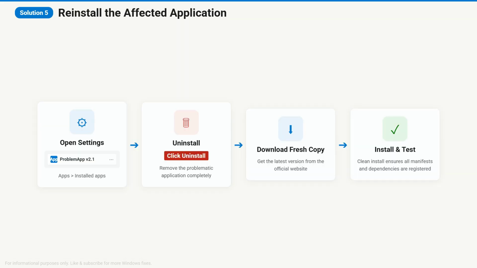Solution number 5. Reinstall the affected application. Open Settings, go to Apps, and find the problematic program. Click the 3-dot menu and select Uninstall. After removal, download a fresh copy from the official website and install it again. A clean installation ensures all manifest files and dependencies are properly registered.